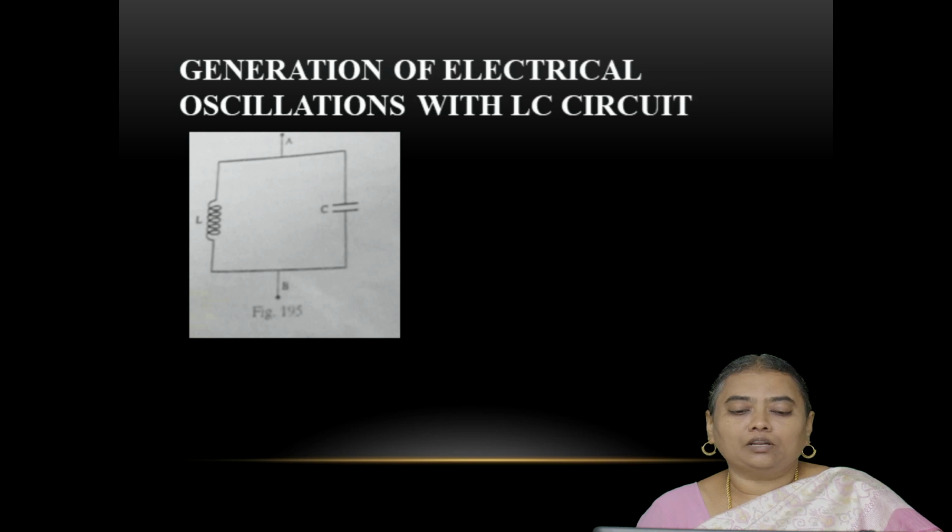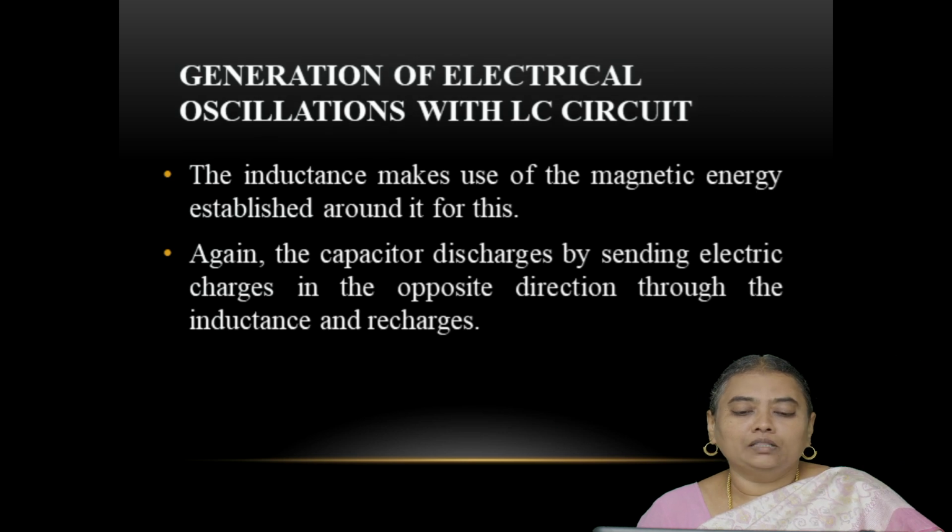This is the circuit in which the inductance L and the capacitance C are connected parallel to each other, and we are going to connect the battery between the 2 points A and B. The inductance makes use of the magnetic energy established around it for this. Again, the capacitor discharges by sending electrical charges in the opposite direction through the inductance and recharges.